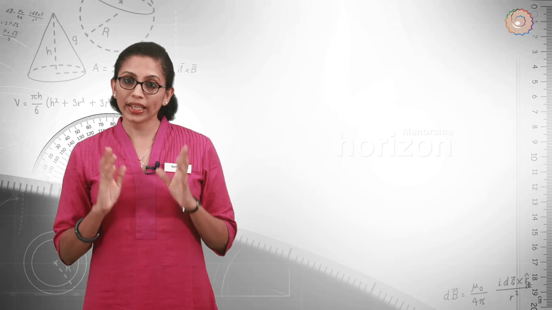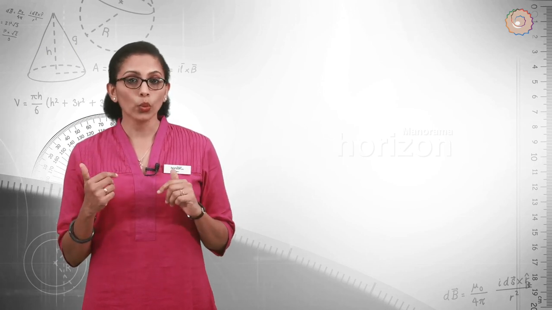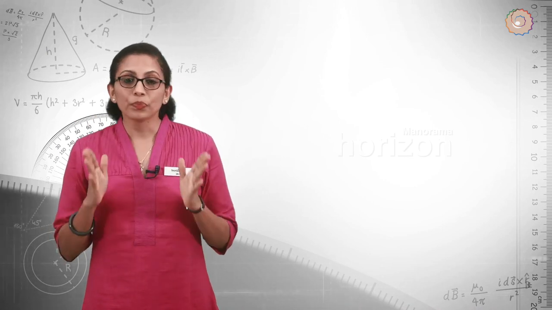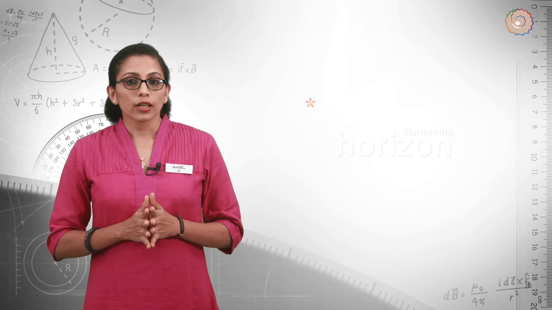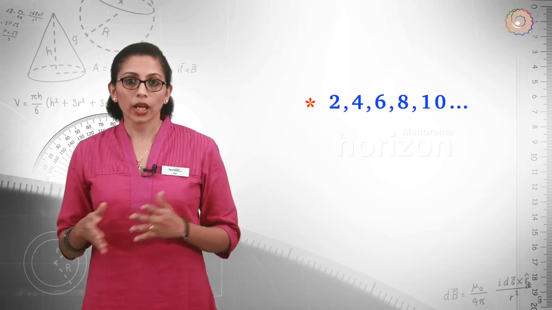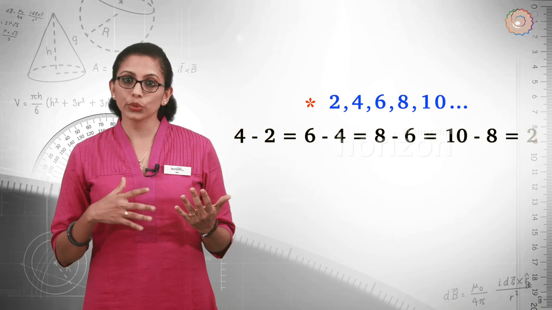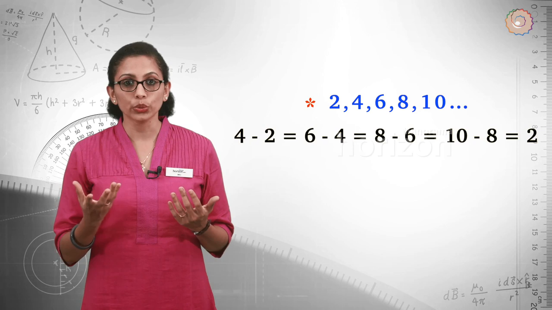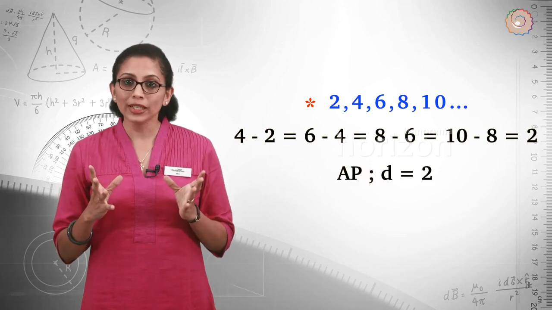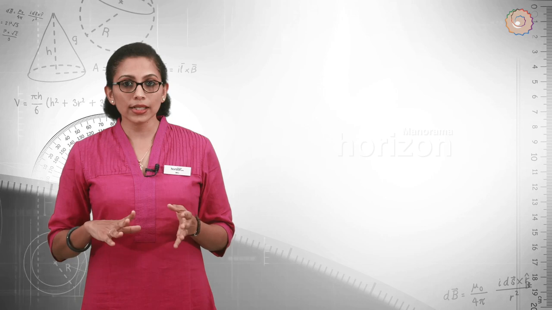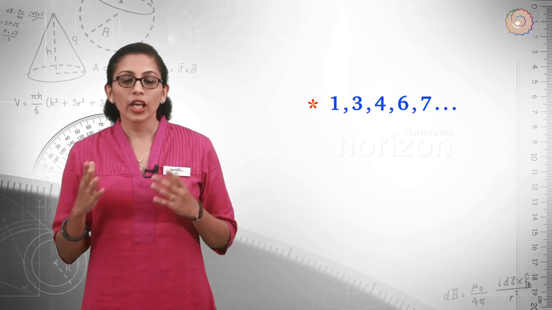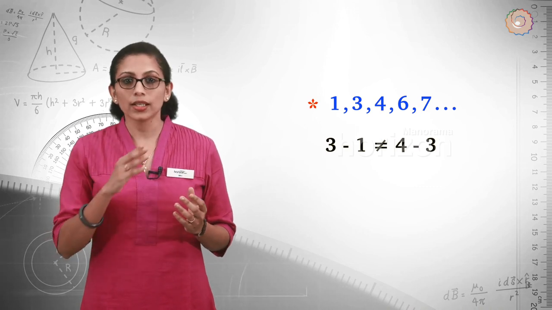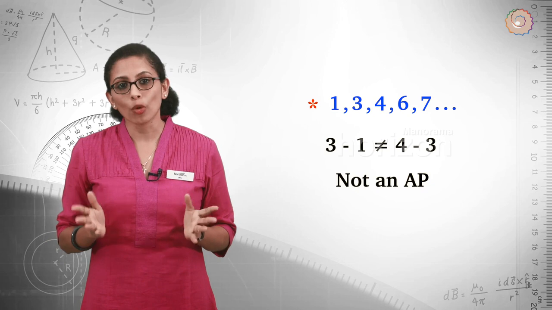Also, given a list, we can tell if it is AP or not. How we can check? By checking its common difference. If it is the same, then the list forms an AP. Consider the list 2, 4, 6, 8, 10. Here, 4 minus 2 is equal to 6 minus 4 is equal to 8 minus 6 is equal to 10 minus 8 is equal to 2. Thus, it is an AP with the common difference 2. Right? Consider another list 1, 3, 4, 6, 7. Here, if you take D, 3 minus 1 is not equal to 4 minus 3. Thus, it is not an AP. There is no common difference.